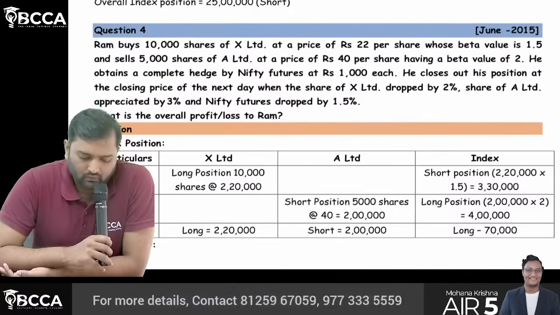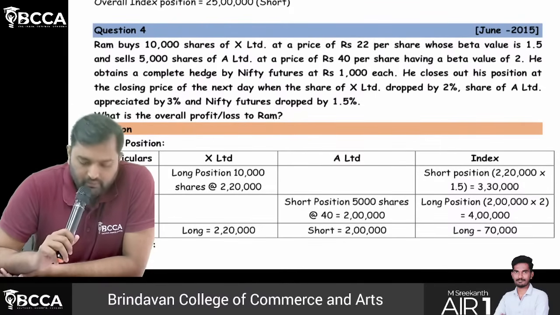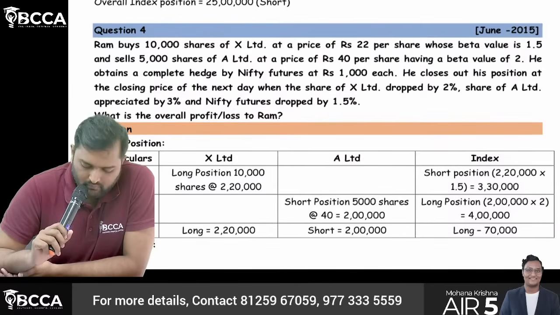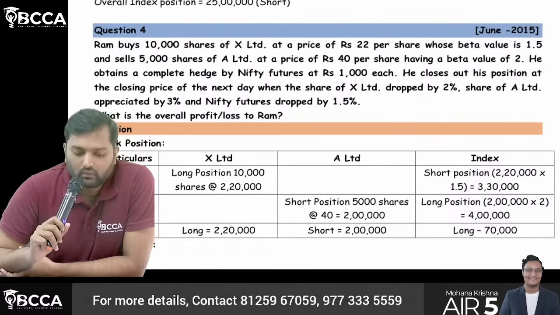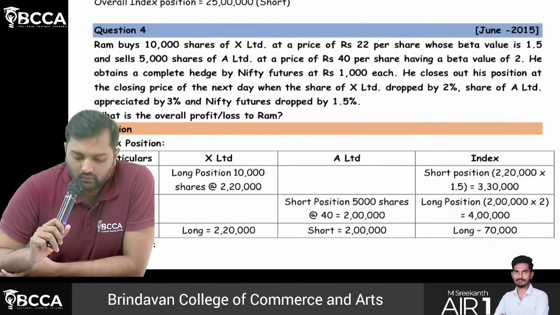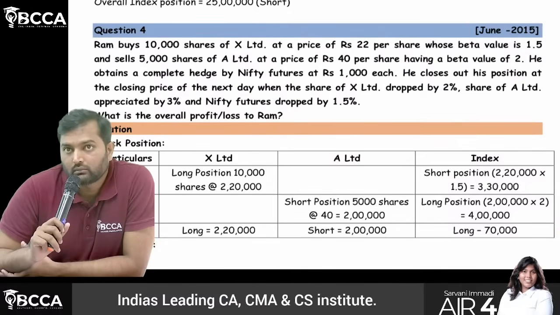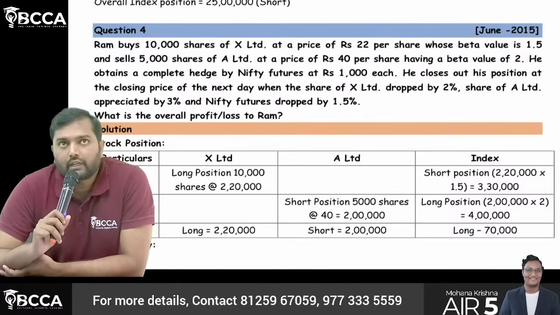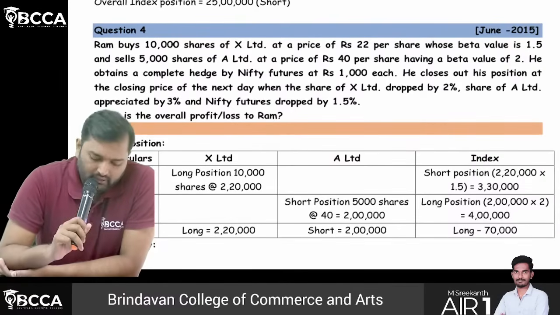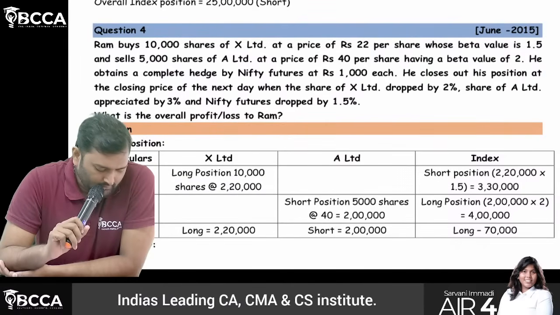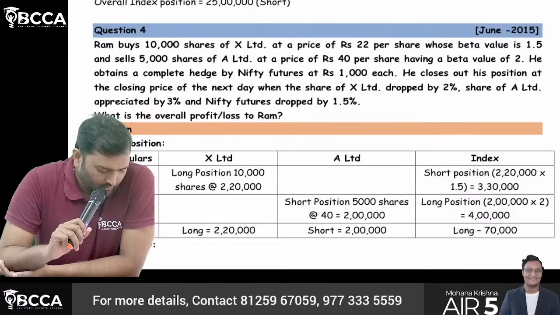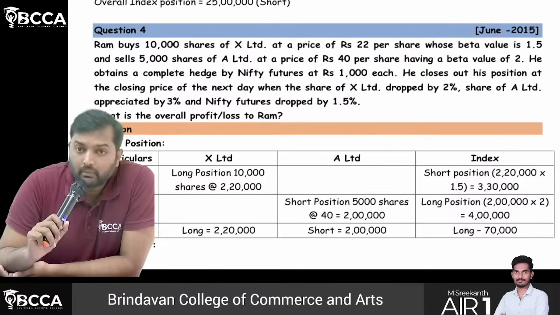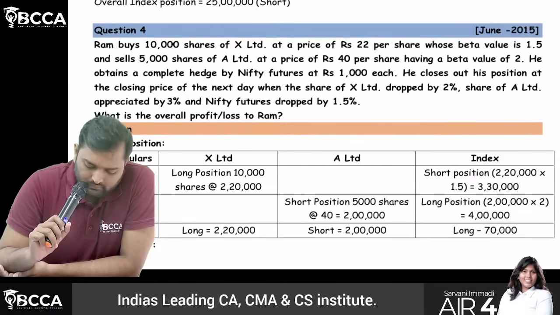Question number 4. Ram buys 10,000 shares of X Limited at a price of rupees 22 per share, whose beta value is 1.5. So Ram already purchased the shares of X Limited. How many shares? 10,000 shares. Price 22, so 2 lakh 20,000. And sells 5,000 shares of A Limited at a price of rupees 40 per share. Yes, CMA student, it was asked in September 2025. So he obtains a complete hedge by Nifty futures at rupees 1,000 each.